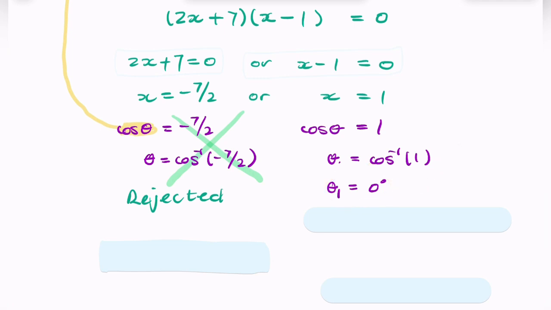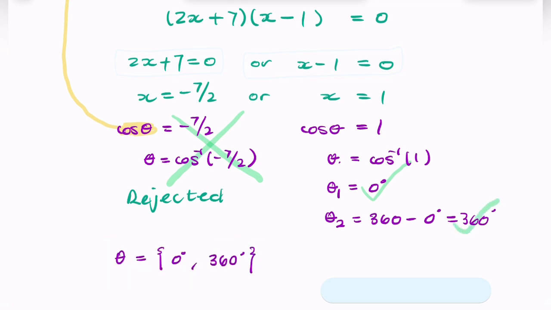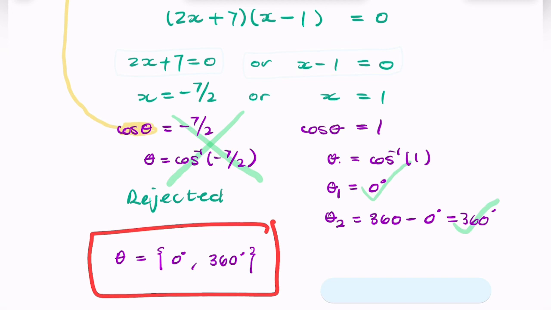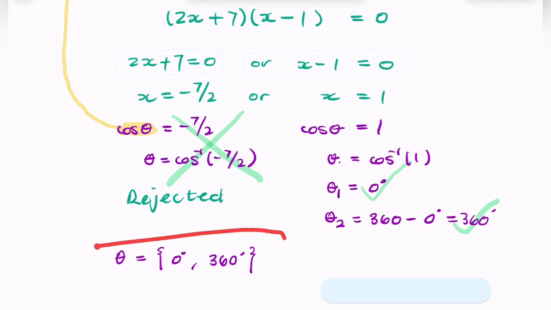So that's our first solution. There's always a second solution for cosine. And the second solution is always 360 minus the first solution. So that gives us 360. So now we have two solutions, 0 and 360. And you can write this in this form. And that's your final answer.